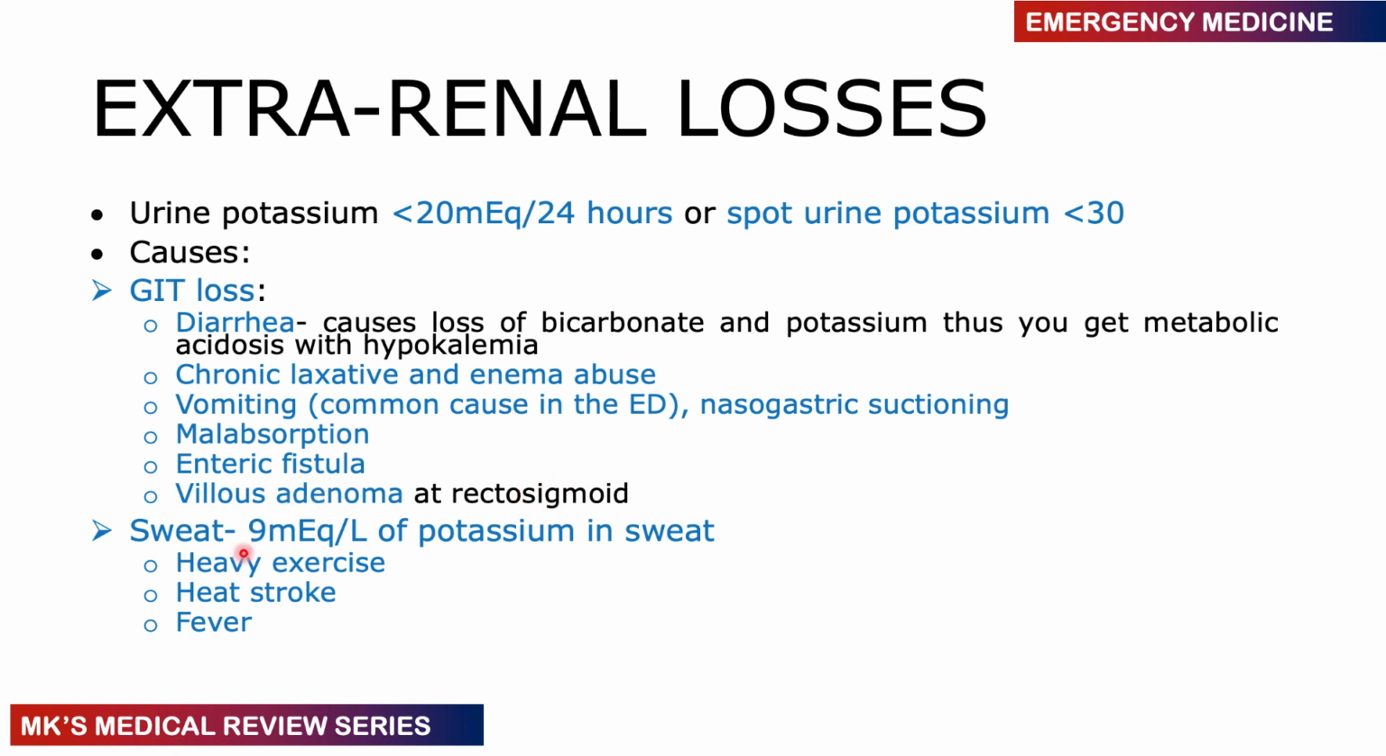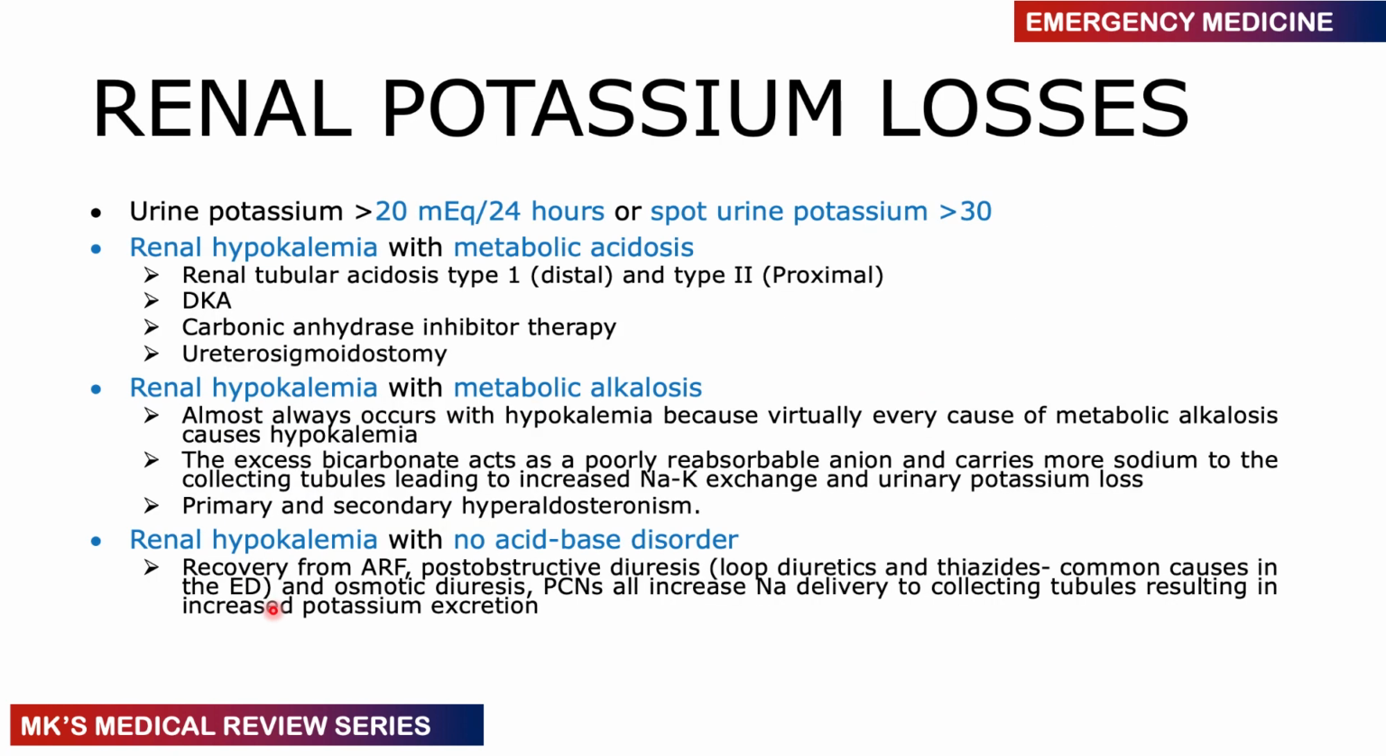You may even have sweat. Remember that excessive sweat is going to be consisting roughly of about 9 milliequivalents per liter of potassium. This could be in the background of heavy exercise, in the background of heat stroke, even in the background of fever. In terms of renal potassium losses, these ones are losing a lot of this potassium in the urine. It's more than 20 milliequivalents over 24 hours, or if you get a spot urine potassium, it would be greater than 30. It can be associated with metabolic acidosis.